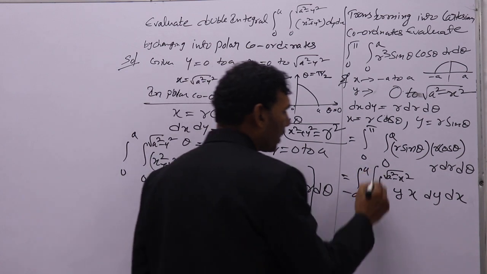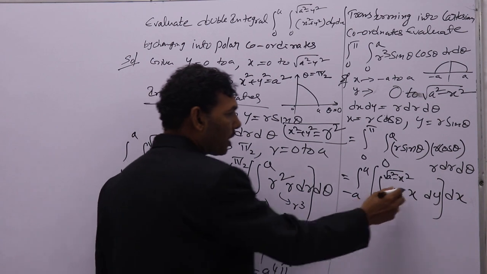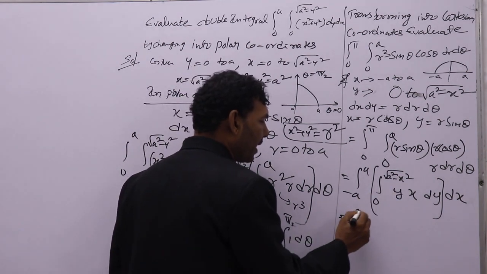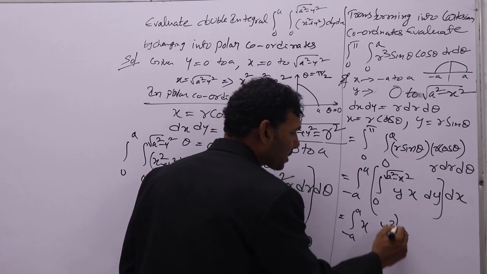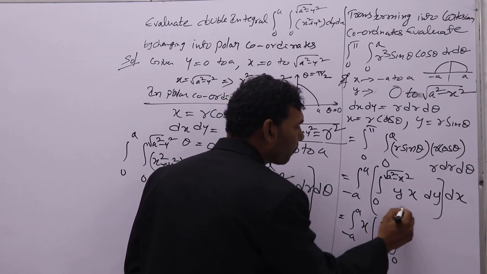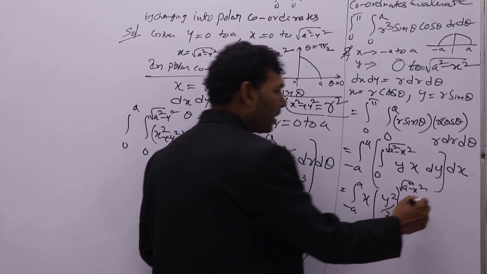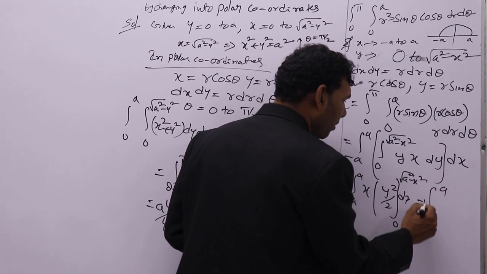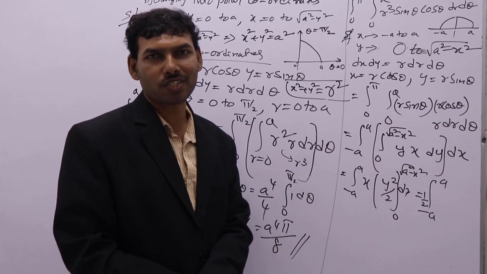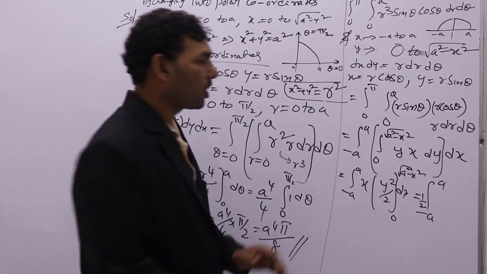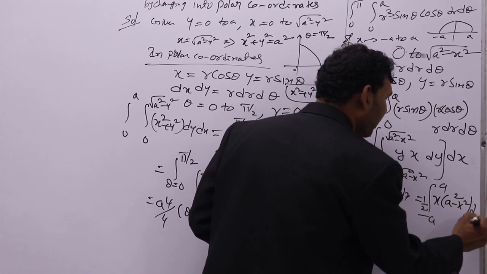So now because y limits are in terms of x, first integrate with respect to y, keeping x constant. Keep x constant, integral of y square by 2 dx, with limits 0 to root a square minus x square. So what you will get finally? Integral minus a to a, 1 by 2 here. In the place of y write root a square minus x square. Root a square minus x square whole square will be a square minus x square, dx.